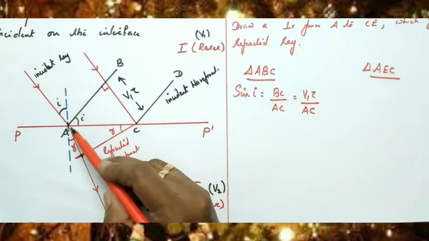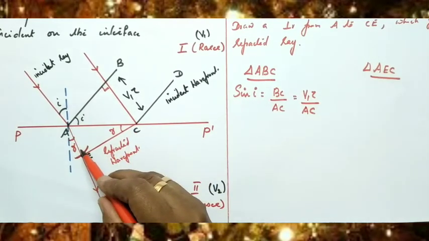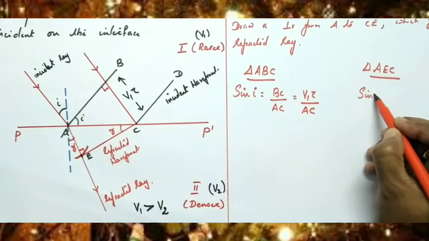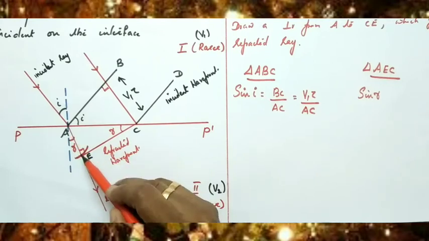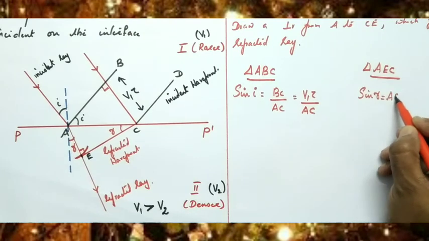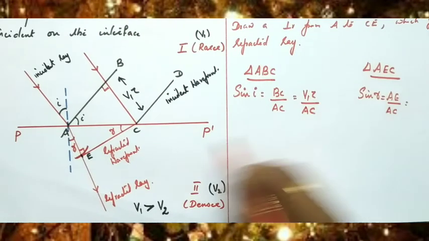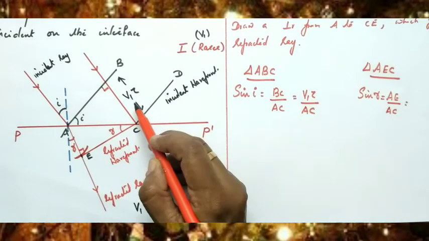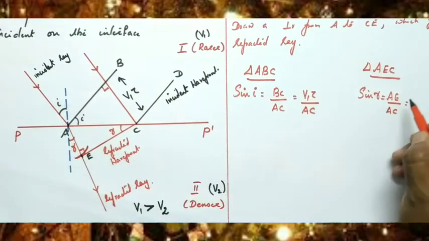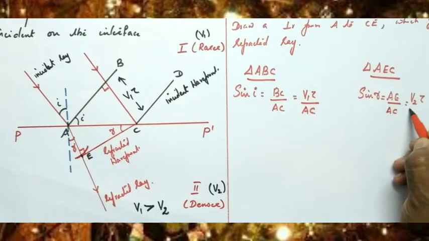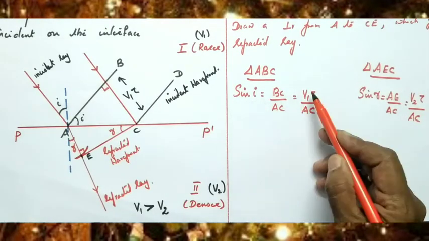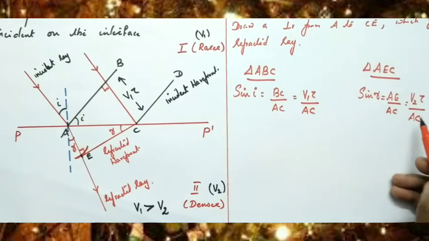Similarly, we can take another triangle AEC. This one. Triangle AEC. This is also 90 degree. Again take sin R. What is sin R? Sin R equal to AE, opposite side, divided by hypotenuse, AE divided by AC. What is the value of AE? AE equal to V2 toe, because taking V2 toe as radius, we had drawn the sphere, no? So sin R equals V2 toe divided by AC. Clear children? So sin I equals V1 toe divided by AC, sin R equals V2 toe divided by AC.